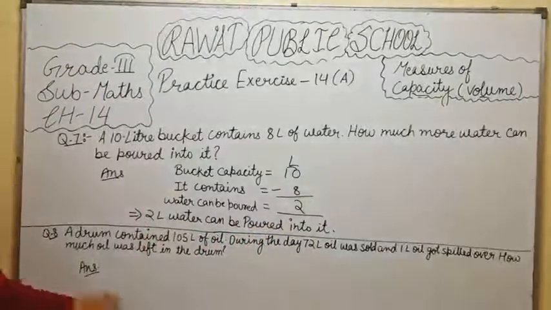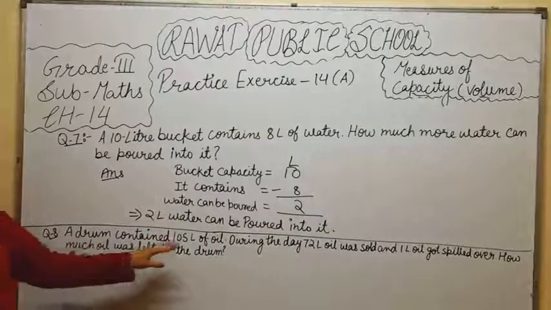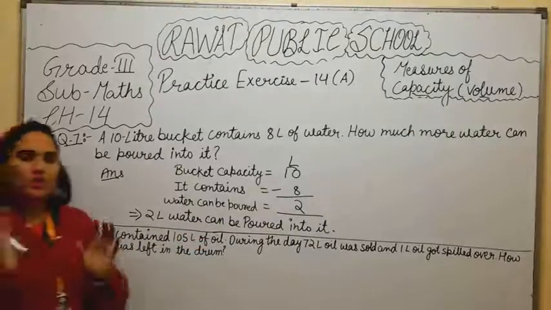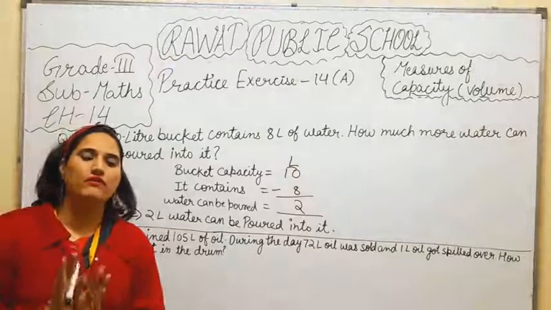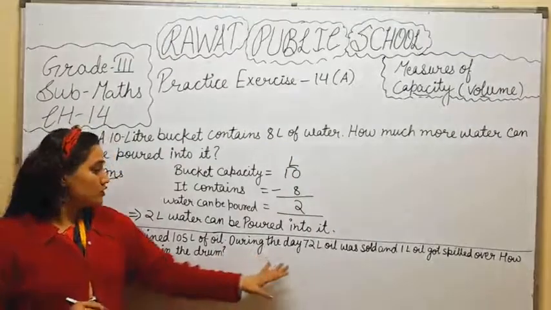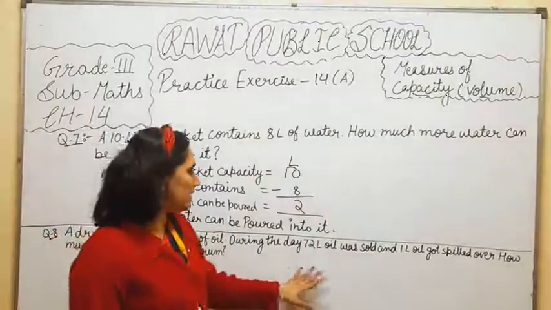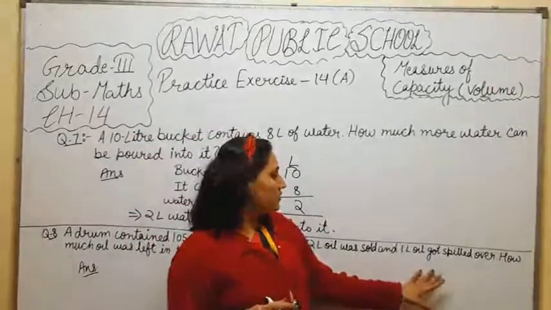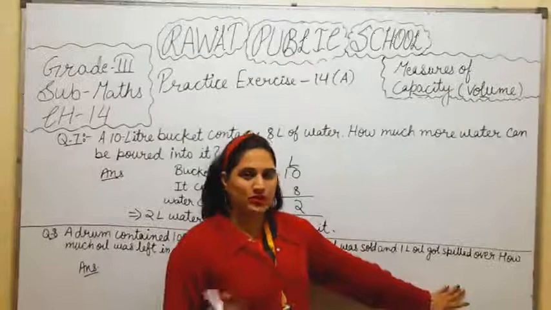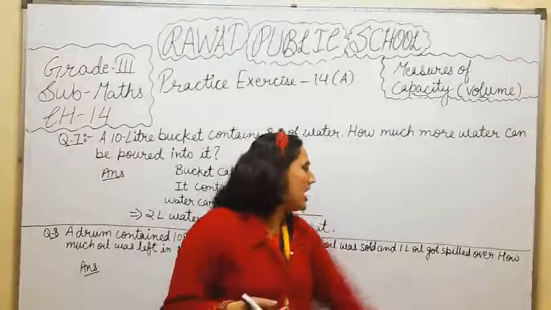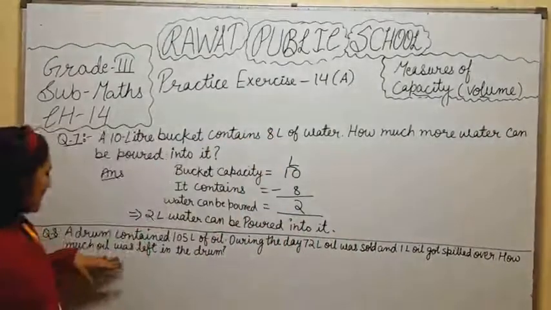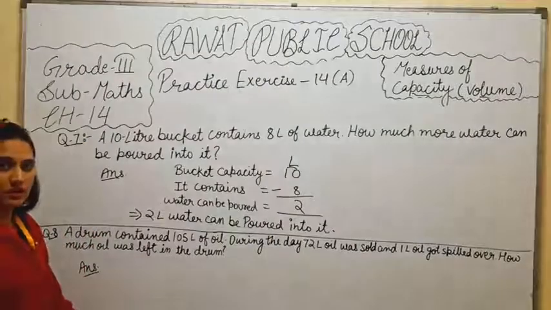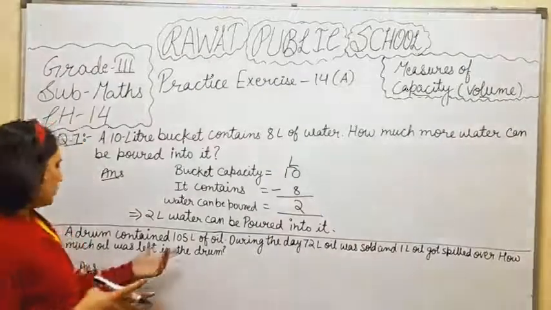Question number 8. A drum contained 105 liters of oil. There is a drum which contains 105 liters of oil. During the day, in a whole day, 72 liters was sold. And 1 liter of oil is spilled over. Spilled मतलब फैल गया. How much oil was left in the drum? So we have to find out how much oil we have left over.